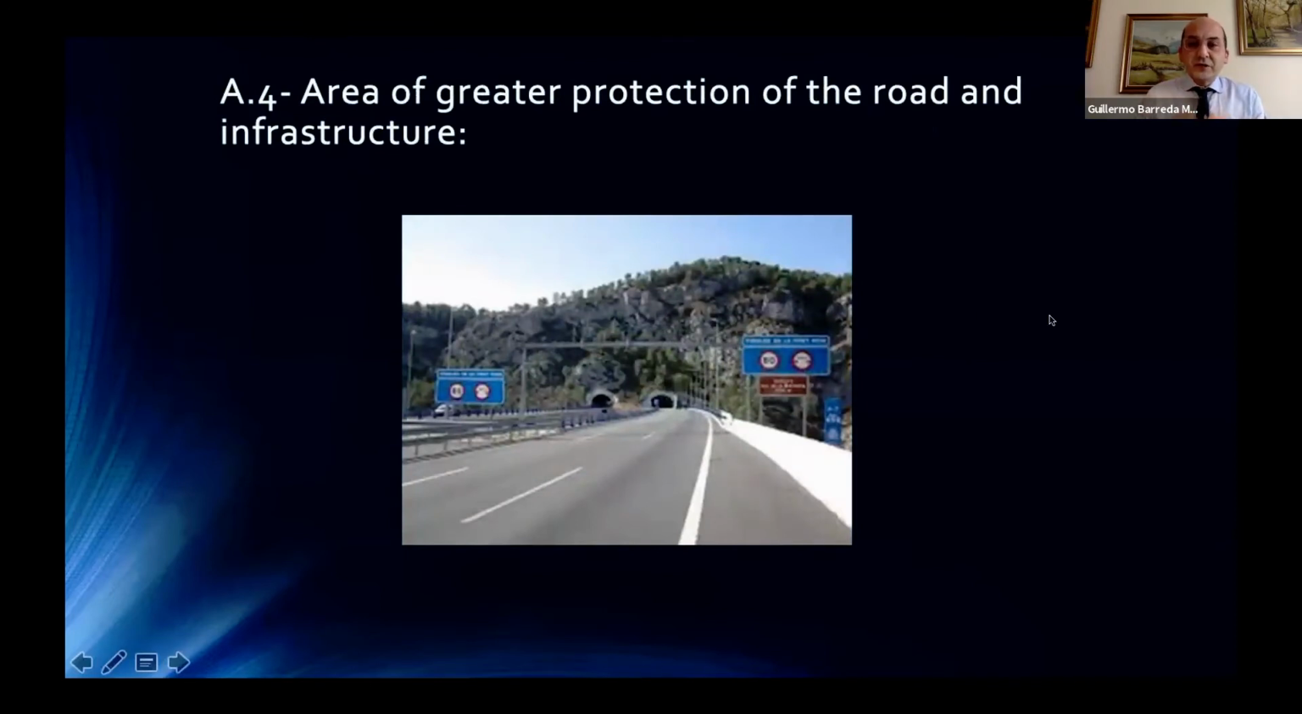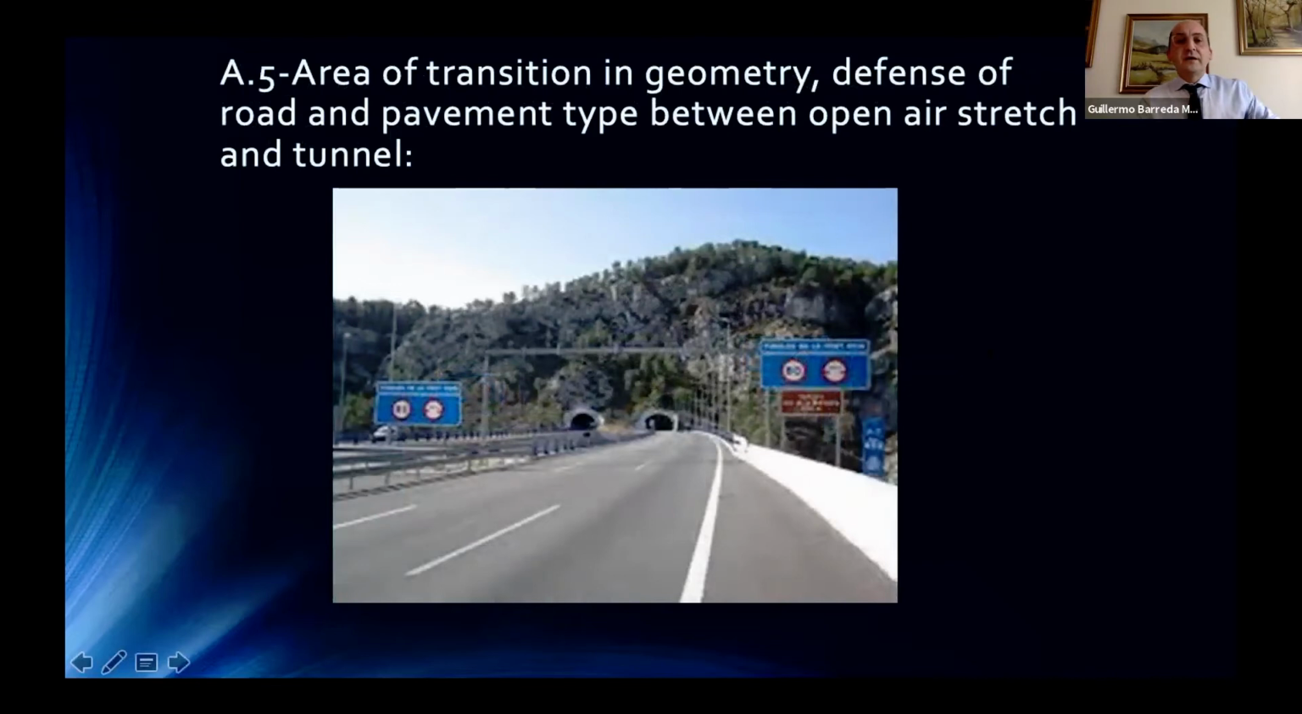It is an area of greater protection of the road and infrastructure. This area, previous to the tunnel, is also an area affected by lots of barriers, as we can see here, steel barriers and concrete barriers. Because as we said before, there are lots of signs that must be protected. In this case, this barrier protects this panel and this gantry for the traffic light. It is also an area of transition in geometry, defense of road and pavement type between open air stretch and tunnel.